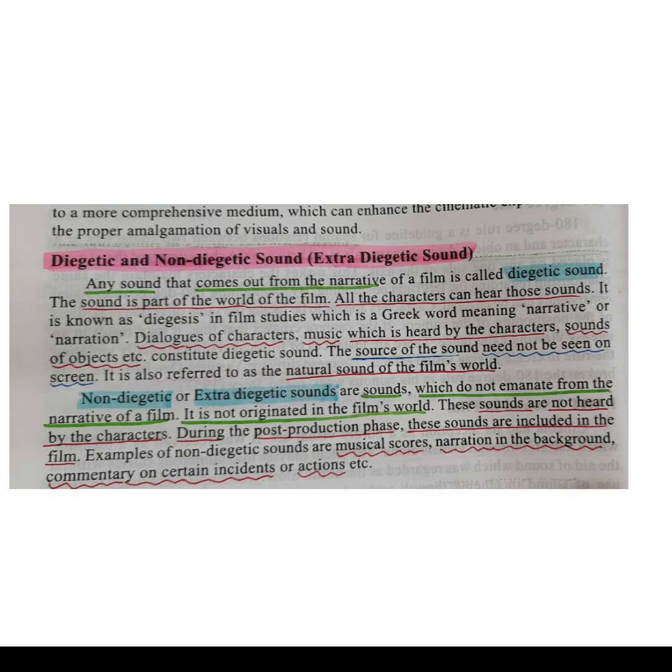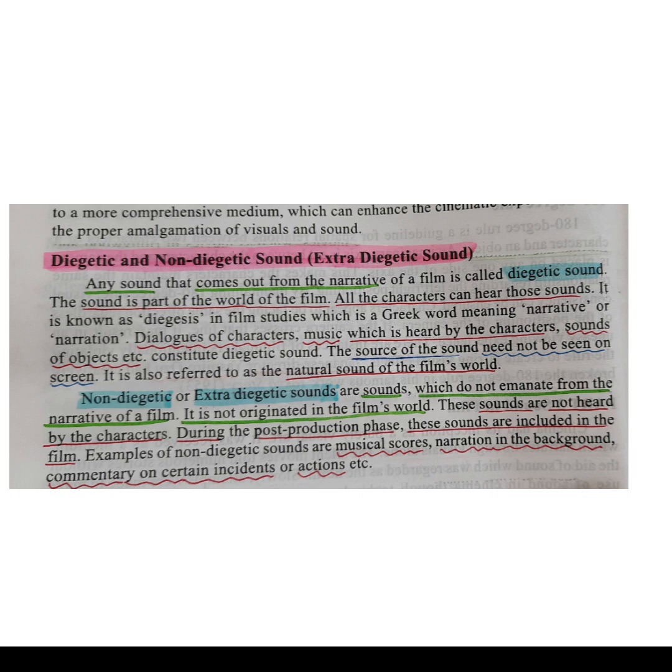Diegetic and non-diegetic sound. Any sound that comes out from the narrative of a film is called diegetic sound. The sound is part of the world of the film. All the characters can hear those sounds. Dialogues of characters, music which is heard by the characters, sound of objects, etc. are diegetic sound. The source of the sound need not be seen on screen. It is also referred to as the natural sound of the film's world.